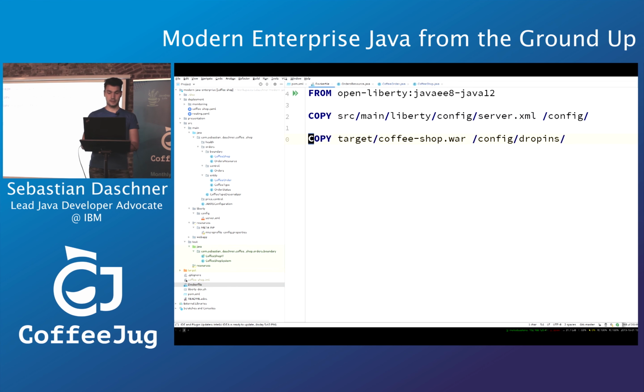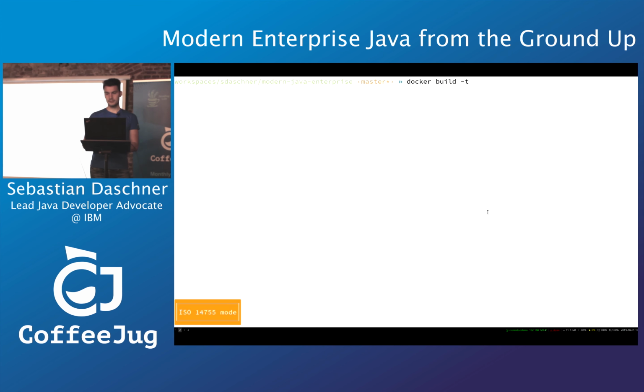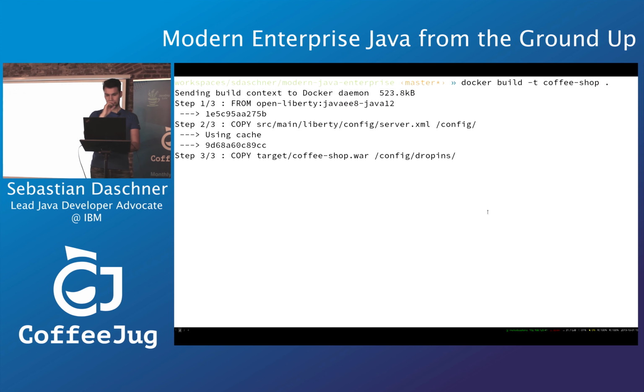And that's it. Now, the good news is, Docker build. If you use Docker, you probably have seen that before, so I will build a Docker image, coffee shop. The good news is this runs fast. Why does it run fast?